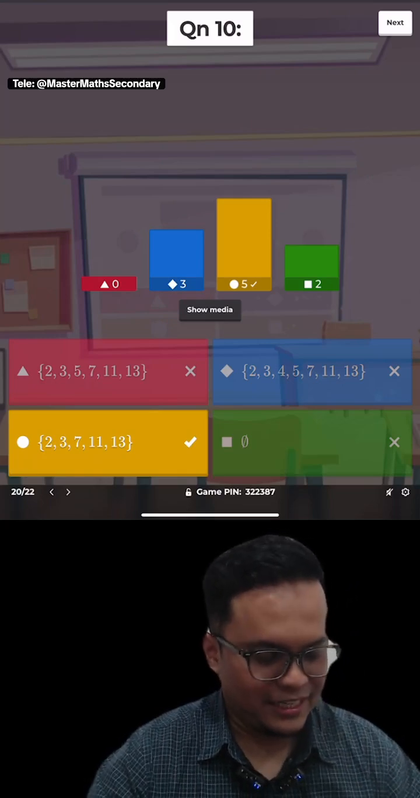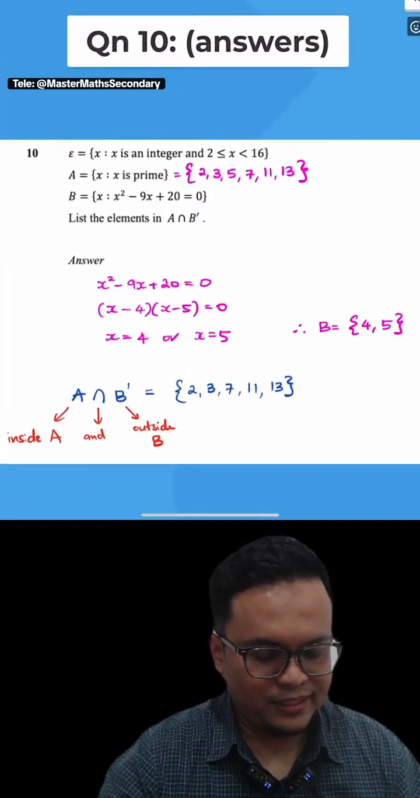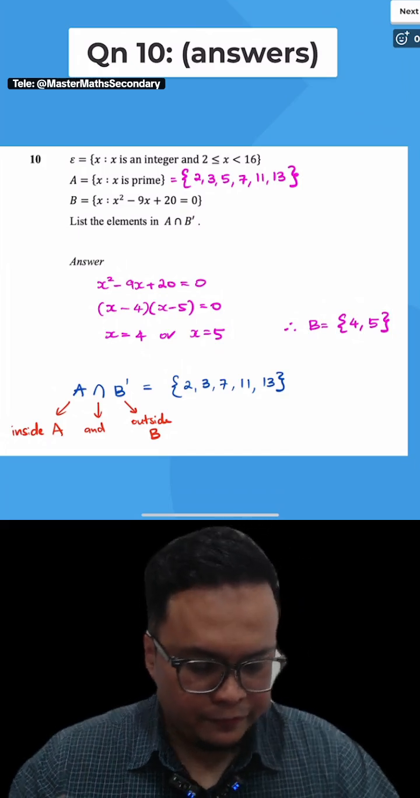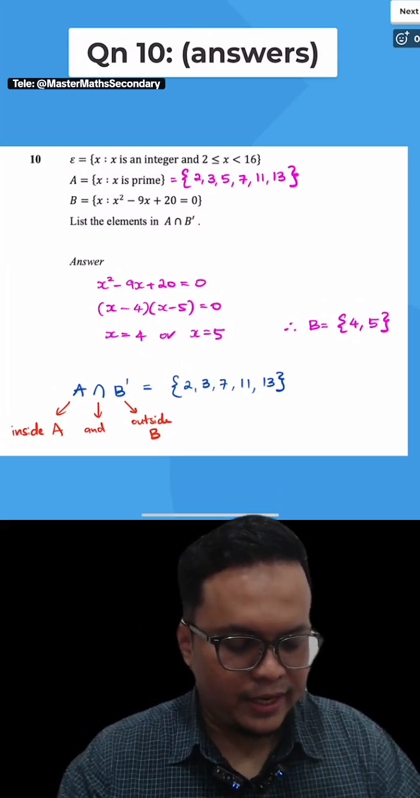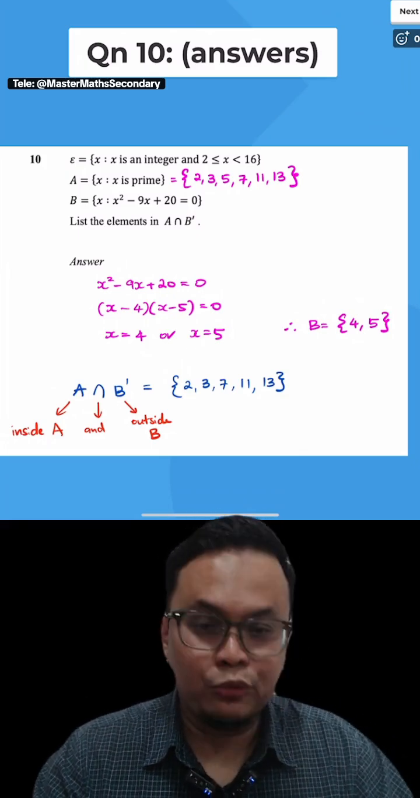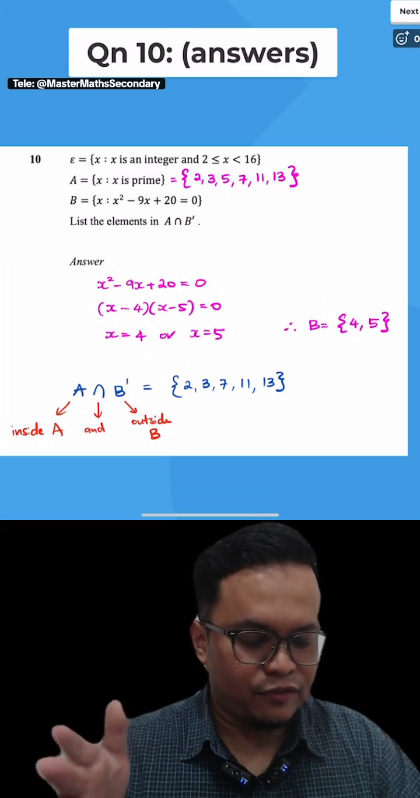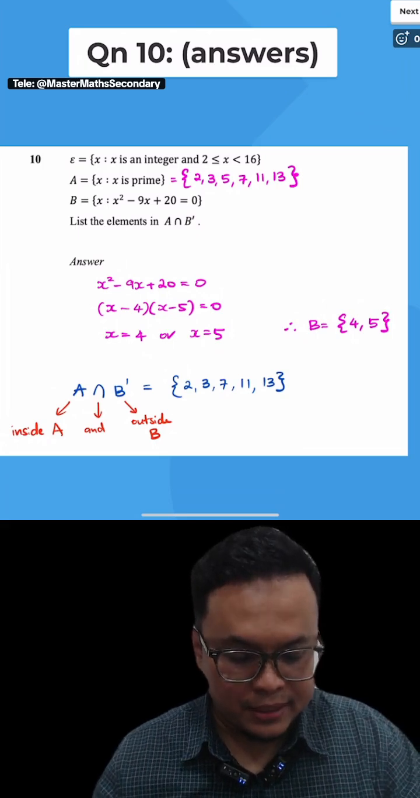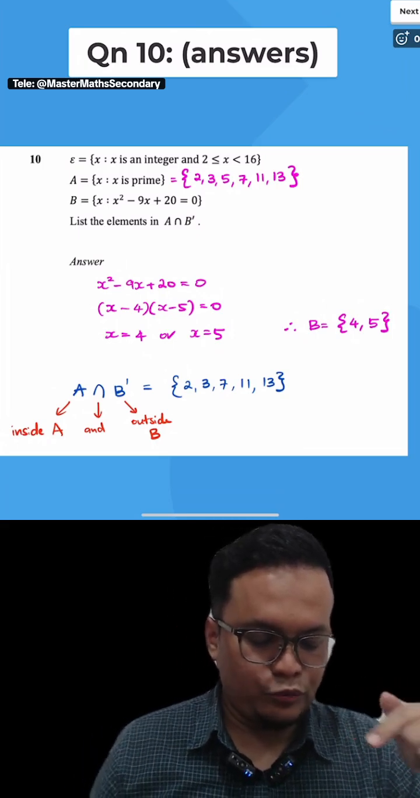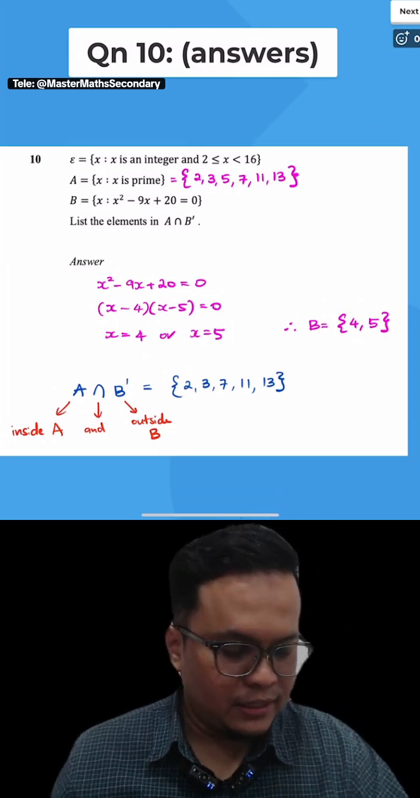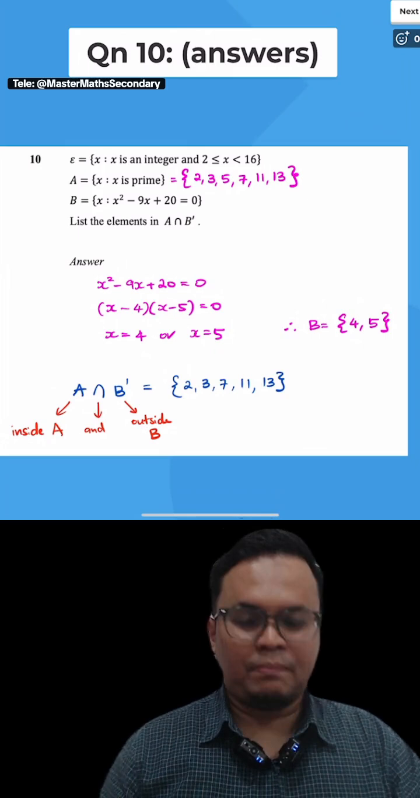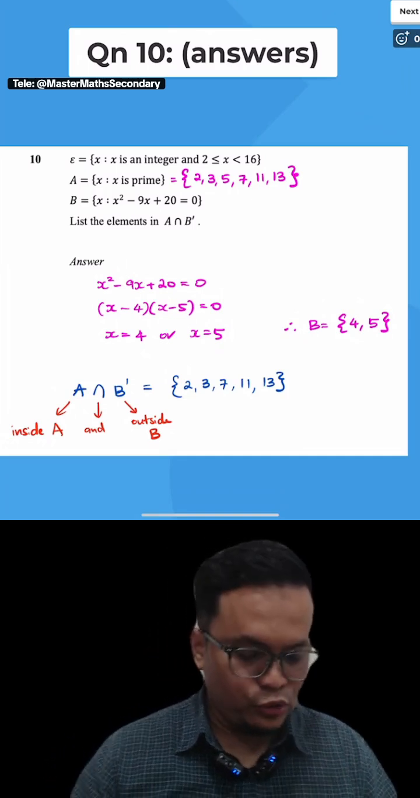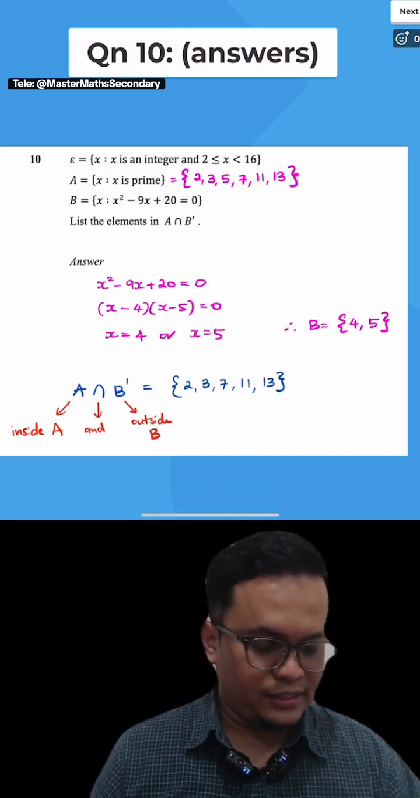Let's see how this is done. Okay, so you've got to list everything down first, guys. For this one, I think it will be easier if you list everything down. For set A, let's talk about the universal set first. For the universal set, we have elements from 2 to 15. For it to be a prime number, we are looking at those numbers there: 2, 3, 5, 7, 11, and 13. Then for set B, this one requires us to go and solve the quadratic equation first. Doing so, you'll get two answers: x is 4 or x is 5, right?